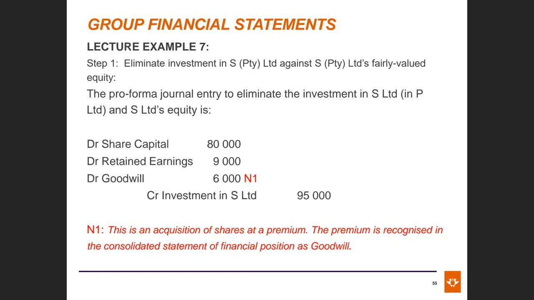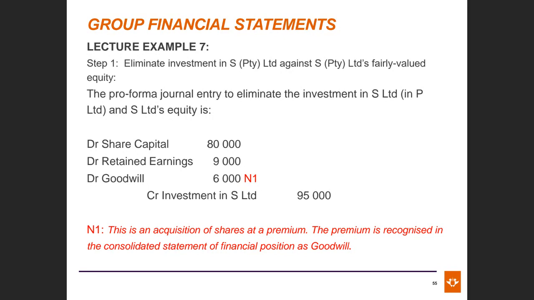Then we have a credit investment. How much was paid for S Limited? 95,000 Rand was paid. And the difference between this 95,000 Rand and the net assets of S is goodwill of 6,000 Rand. So this is known as an acquisition at a premium, and the premium is recognized in the consolidated statement of financial position as goodwill. So this is a situation where there is goodwill.